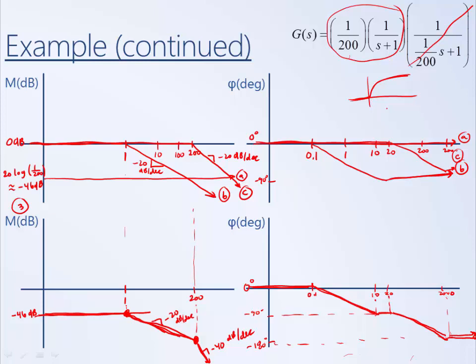You can similarly see the effect of zeros. If we were to have a zero, you could see exactly how it affects the magnitude and exactly how it affects the phase.